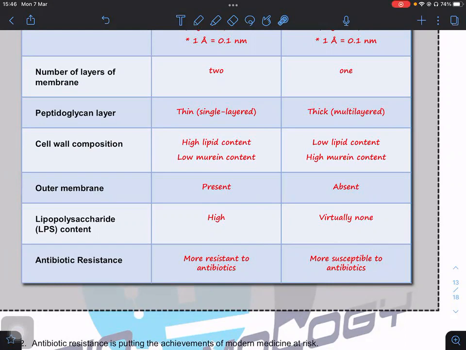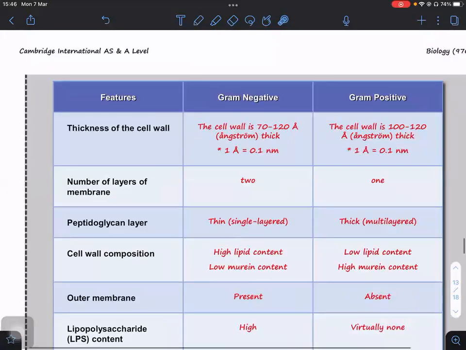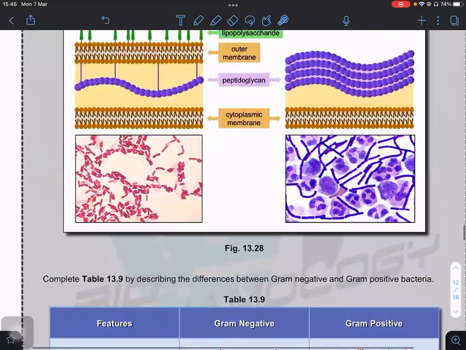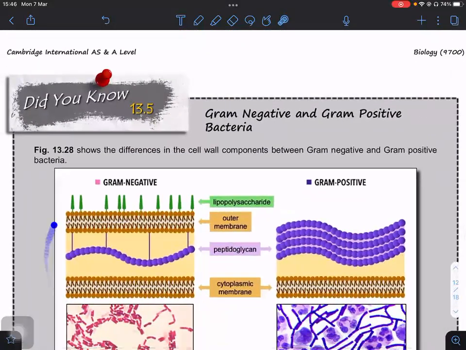Okay. So again, guys, for this part, it's just for information only. If the question comes out, they will give you the diagram. You do not need to memorize. Just look at the diagram, then you differentiate which one is gram-positive and which one is gram-negative.